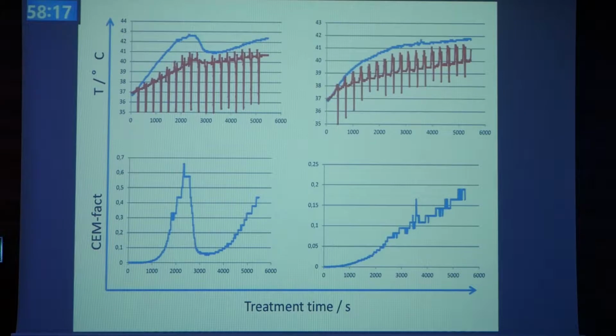When you convert that to a cumulative equivalent minute factor, this factor is telling about the contribution to the cumulative equivalent minutes at a certain time point. You can see that the time course of this CEM factor is completely different for two fractions in the same patient. So we have a physiological and pathophysiological modification of what we reach as temperature in the patient.